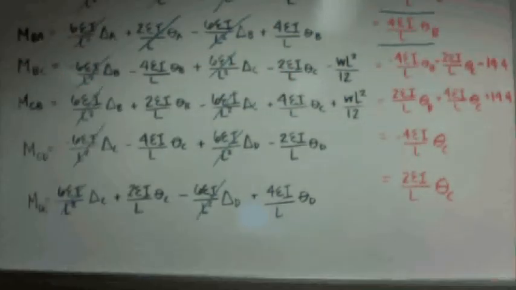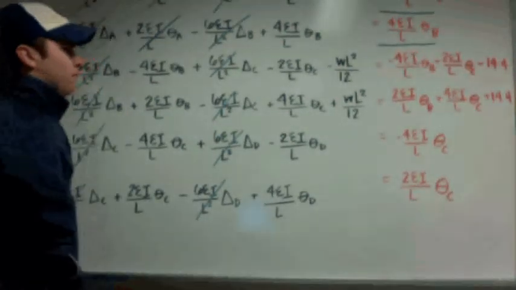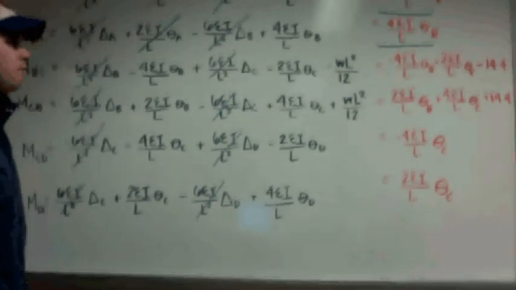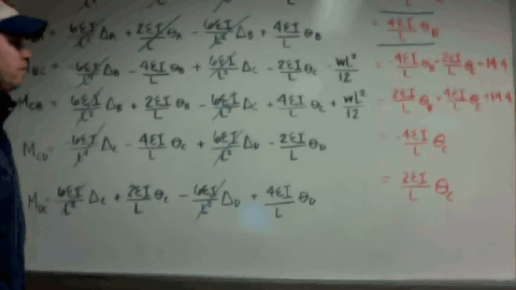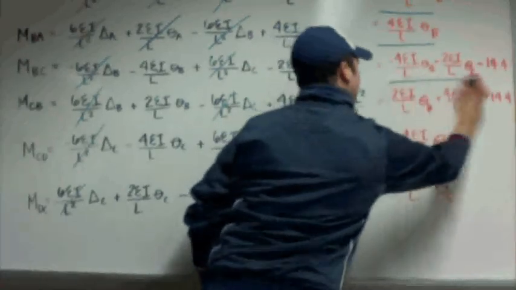Looking at moment equation BC, we're going to keep both theta B and theta C because there's a distributed load across the entire member of BC. We also have a fixed end moment because of the distributed load. This fixed end moment, which can be found in the back of the book, is negative WL squared over 12, which is also 14.4 kip-feet.